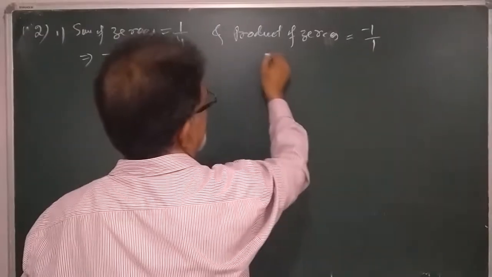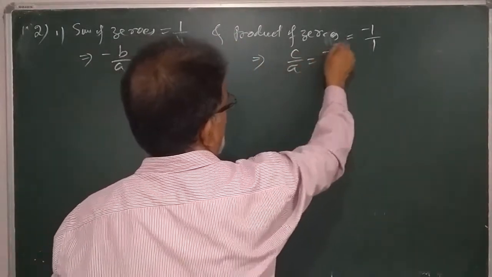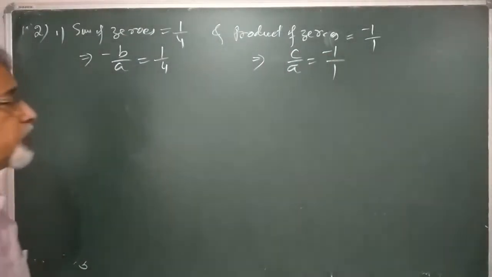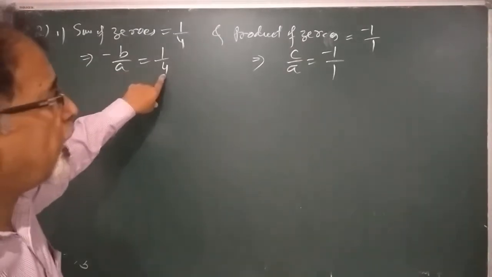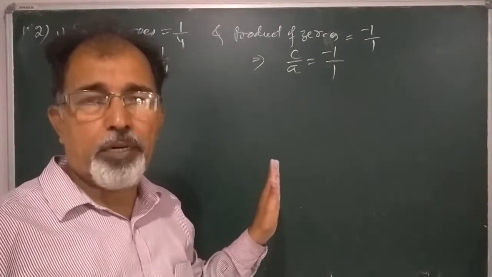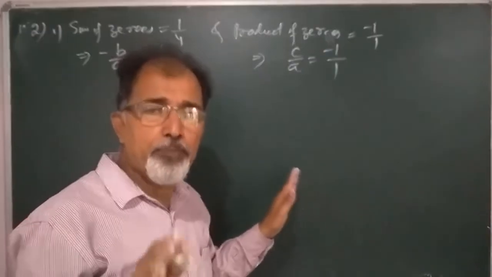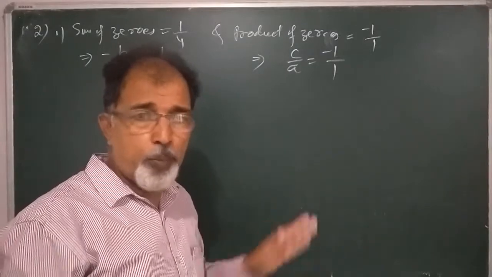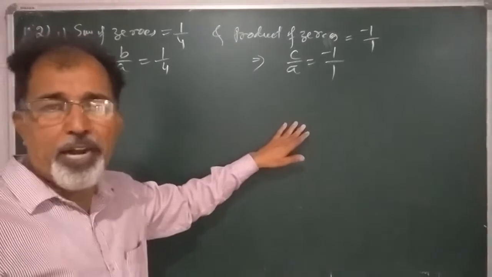Now sum of zeros, what I have already explained. We can write minus b by a equal to 1 by 4, and this implies that minus c by a equal to minus 1 by 1. Here we can observe that a equal to 4 and here a equal to 1. They are not equal. They should be equal. Then how will we make them equal? Then obviously we will find the LCM of 4 and 1, and the LCM of 4 and 1 is 4.